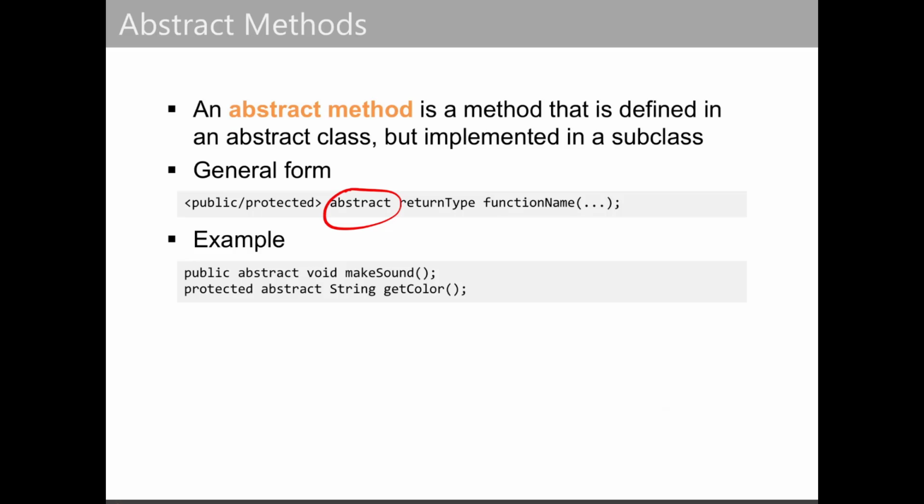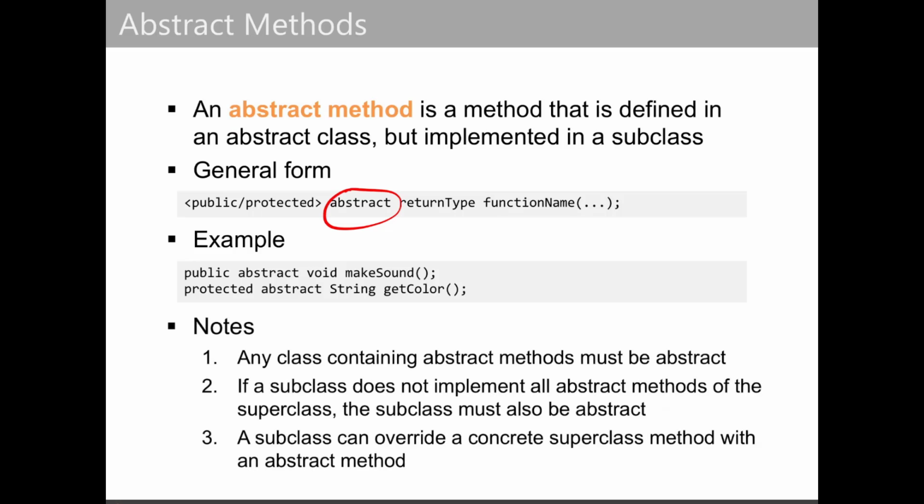We're not defining how the sound will be made. Perhaps this is relating to animals, but we will implement that in any of the subclasses of that superclass that's abstract. Any class that contains abstract methods must be abstract itself, and if a subclass doesn't implement all of the abstract methods of a superclass, that subclass must also be abstract. In other words, the only way to get rid of the abstraction is when we actually implement the methods themselves in a concrete class that inherits from the abstract one.